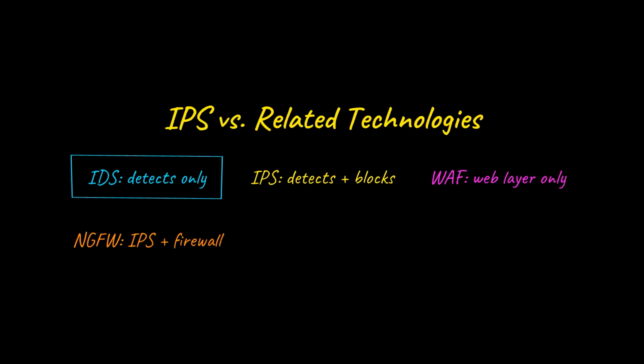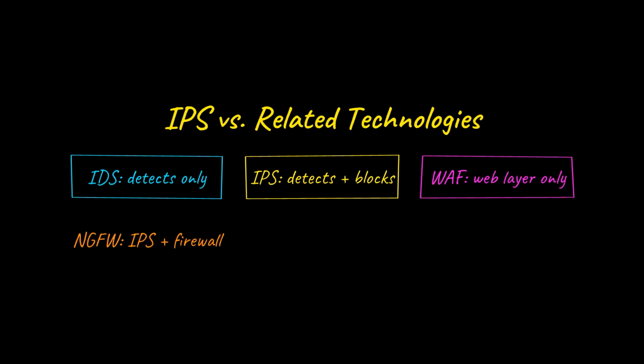It helps to know where RPS fits among similar products. An IDS shares the detection logic but cannot block. A WAF targets web application attacks specifically. A next-generation firewall bundles RPS capability alongside broader firewall functions. RPS alone is the pure inline detection plus blocking pattern.